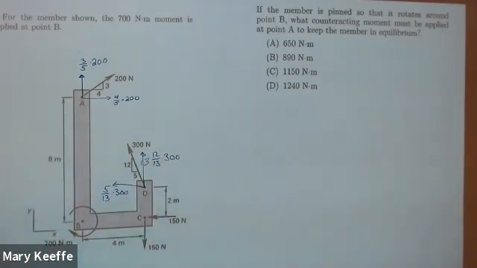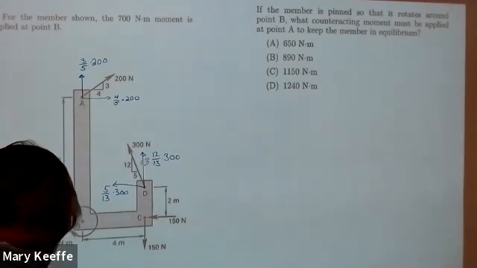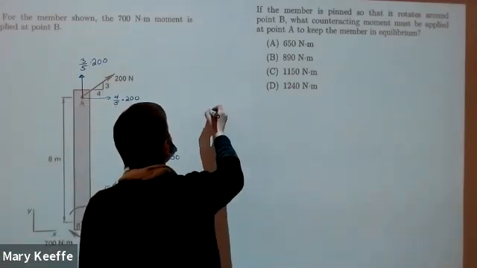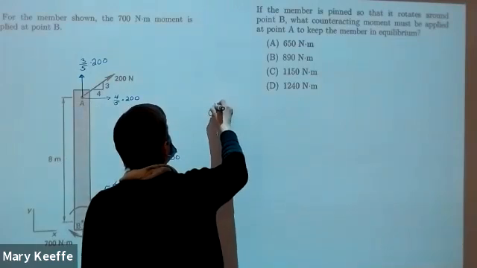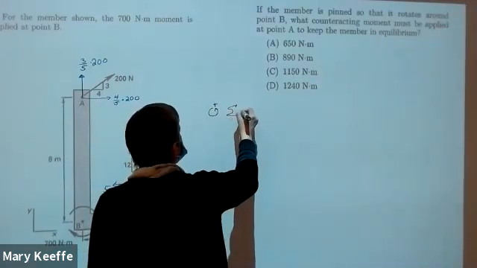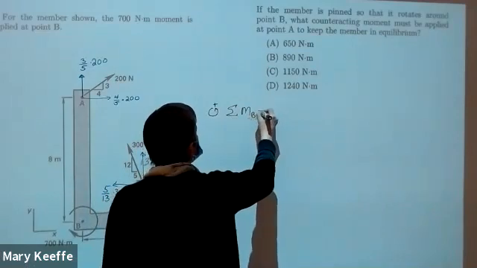Okay? So I picked to sum around B because I knocked out one of these and one of these, and I just thought that was easier. All right, so again, I'm going to sum the moments. Sum the moments around B equal to 0.